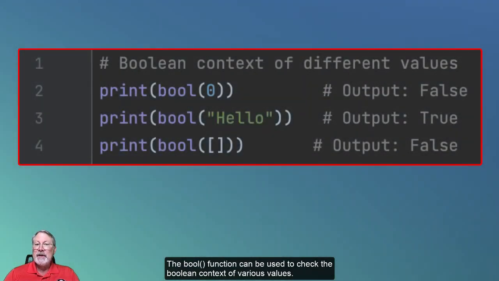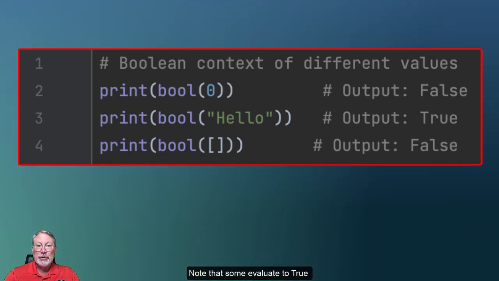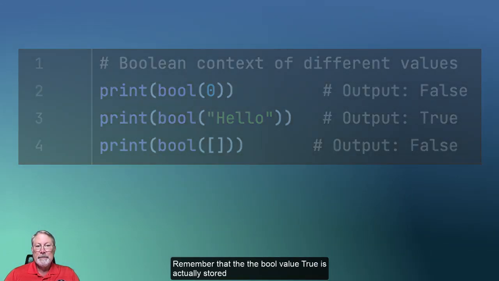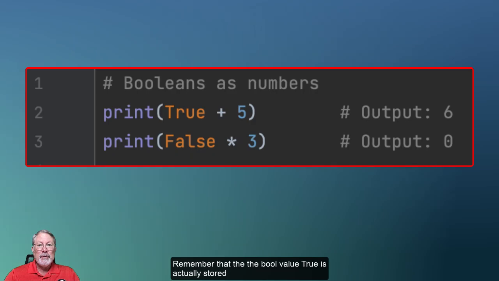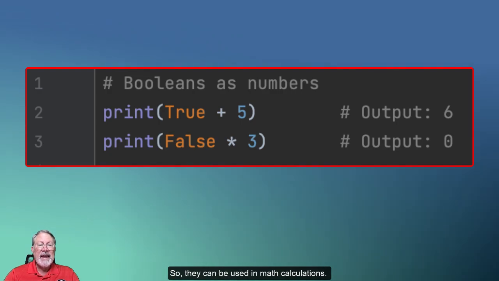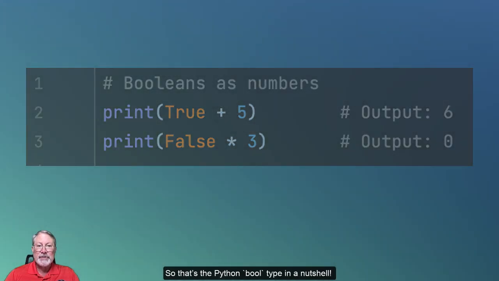The bool function can be used to check the Boolean context of various values. Note that some evaluate to true, while others are naturally false. Remember that the bool value True is actually stored as the int 1, while False is stored as int 0. So they can be used in math calculations. Here are some examples. You can see how Python uses Boolean values behind the scenes in all kinds of operations.